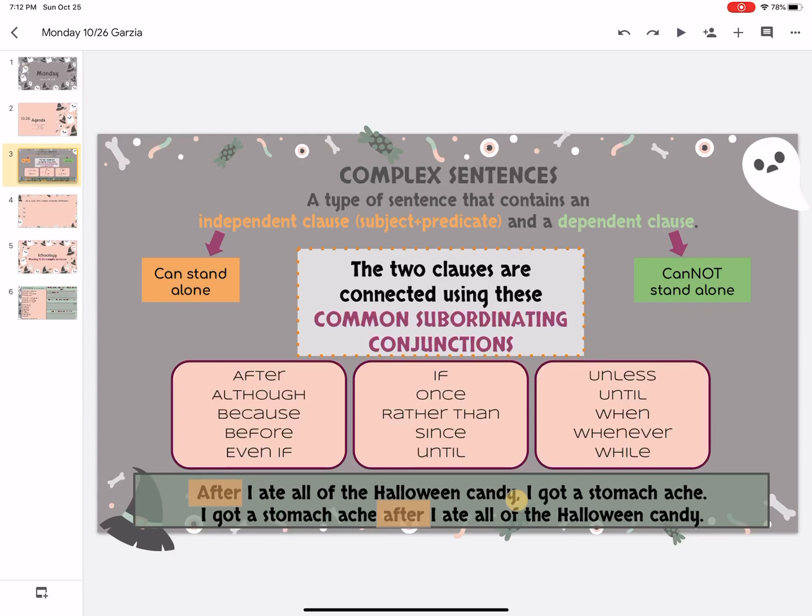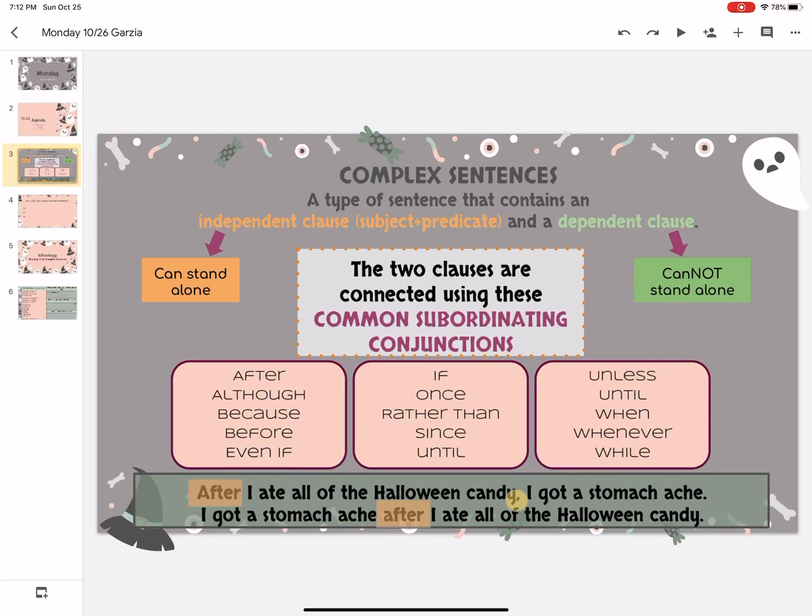So here we go. We have two clauses. The two clauses are connected using these common subordinating conjunctions: after, although, because, before, even if, once, rather than, since, until, unless, when, whenever, and while. Okay?